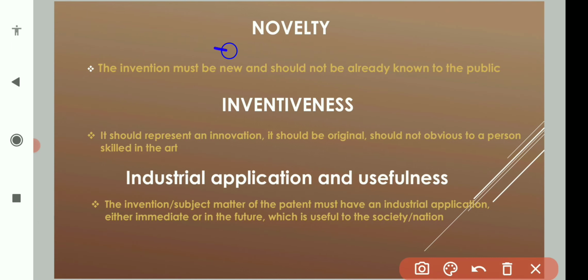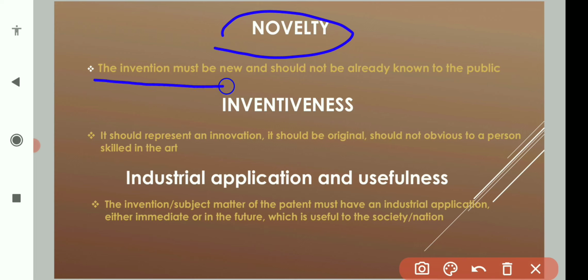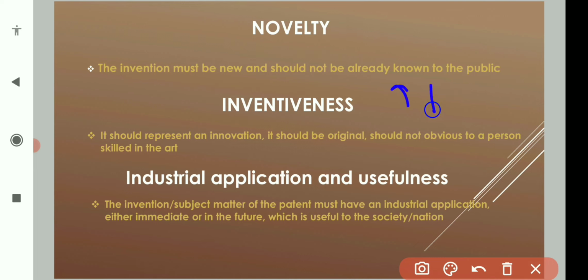First of all, novelty. Novelty means something new must be there. The invention must be new and should not be already known to the public. So you are the first who is introducing that invention to the public. So this should be new. It is the one requirement.